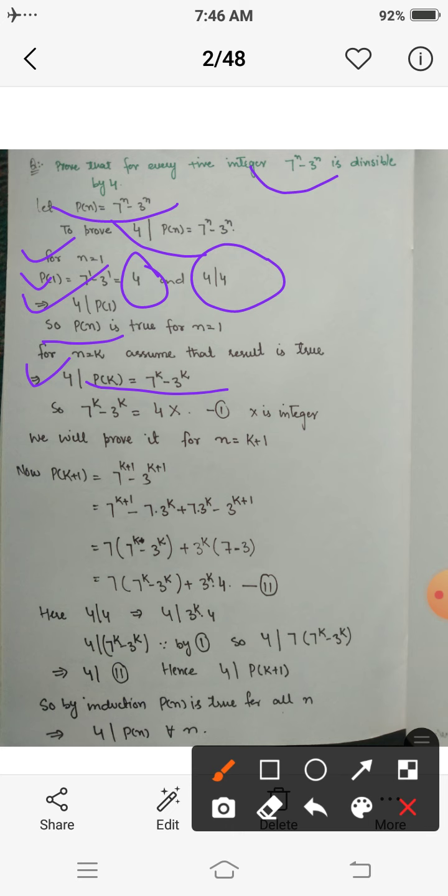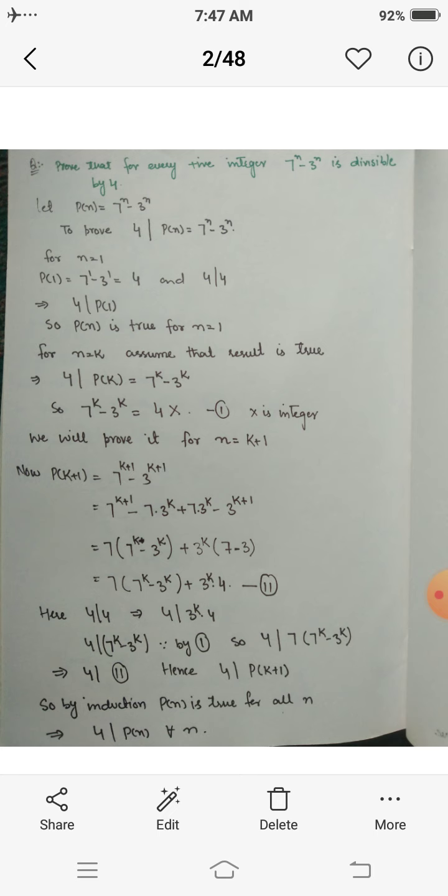When 4 divides P(k), this means that P(k), which is 7^k minus 3^k, is 4 into some x, where x is an integer. Now we will prove it for n equals k plus 1. Now P(k+1) becomes 7^(k+1) minus 3^(k+1). Now adding minus 7 into 3^k and plus 7 into 3^k, because this will cancel, we will get this statement, that is 7^(k+1) minus 3^(k+1).